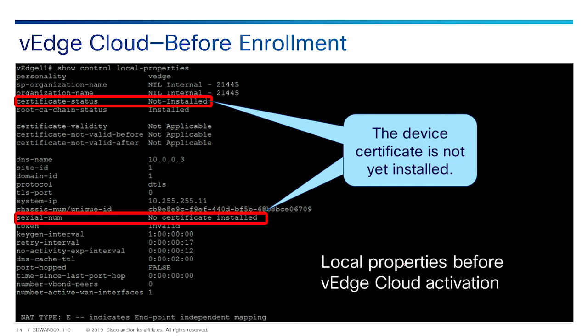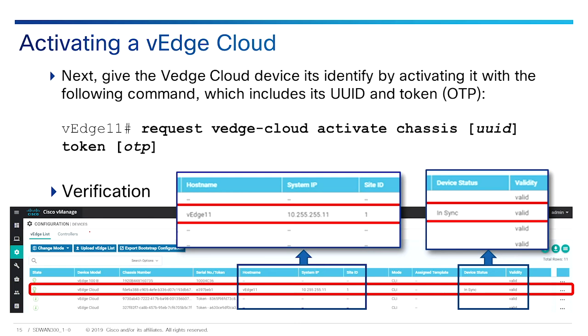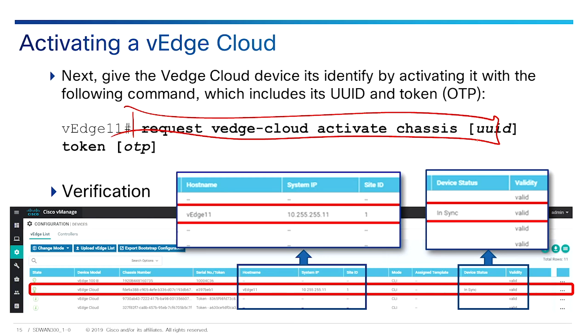And before we assign that identity, we'll note the device's current status with the show control local-properties command. We can determine whether a certificate is installed, and of course you can see here that it is not, and still not. The certificate's not installed, and the certificate serial number is obviously not available yet. Now we'll need to give that device its identity by activating it. So on the device itself, we'll do a request vedge-cloud activate chassis, and then we'll specify the UUID and that one-time password we got on the previous page.